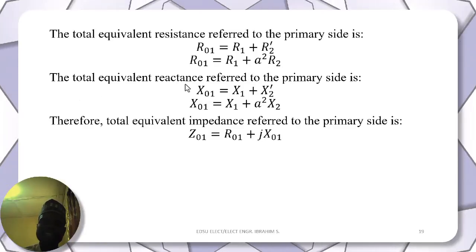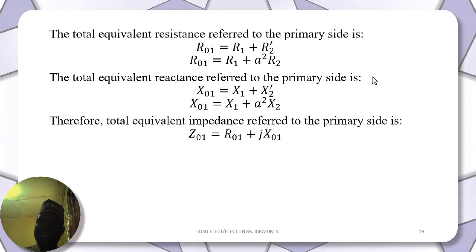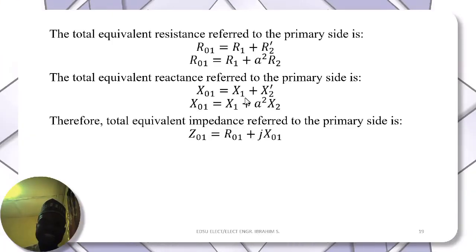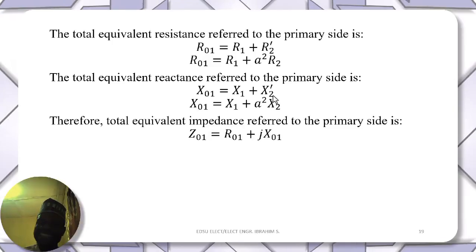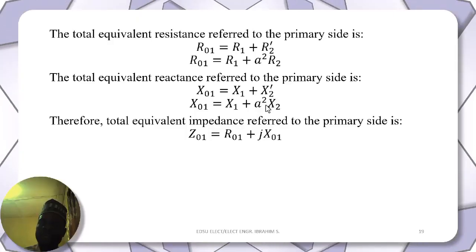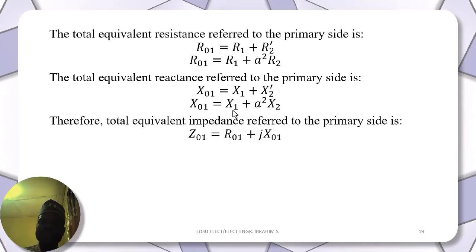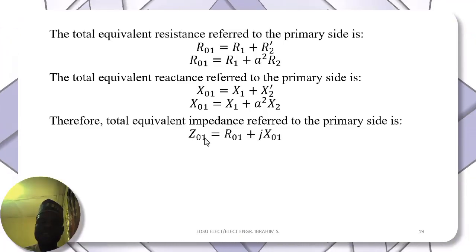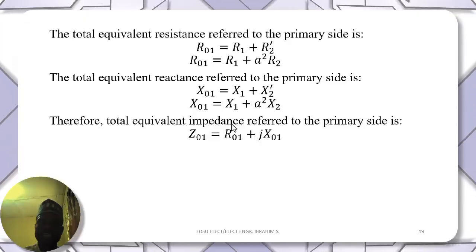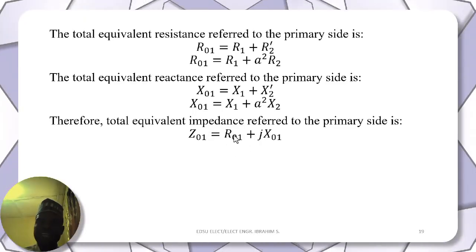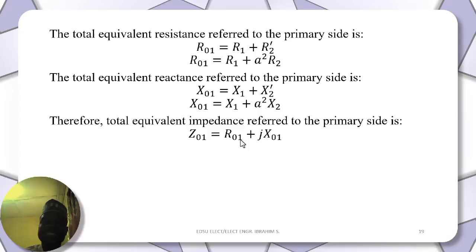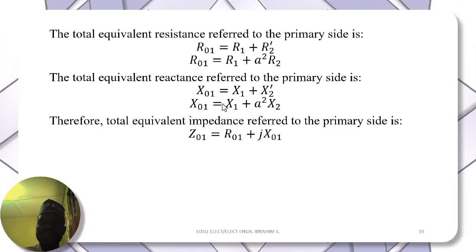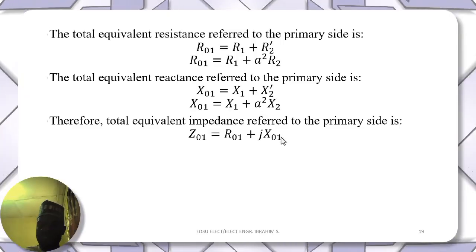Then the total equivalent reactance referred to the primary side is X01. We have X1, the reactance at the primary, plus the reactance at the secondary when referred to the primary. This is the formula to denote it. And also the total equivalent impedance when referred to the primary is Z01, which is the equivalent resistance referred to the primary, which is this, plus the equivalent reactance referred to the primary, which is this.